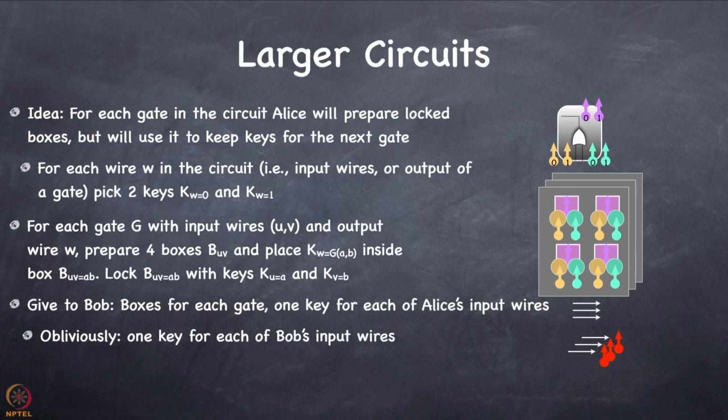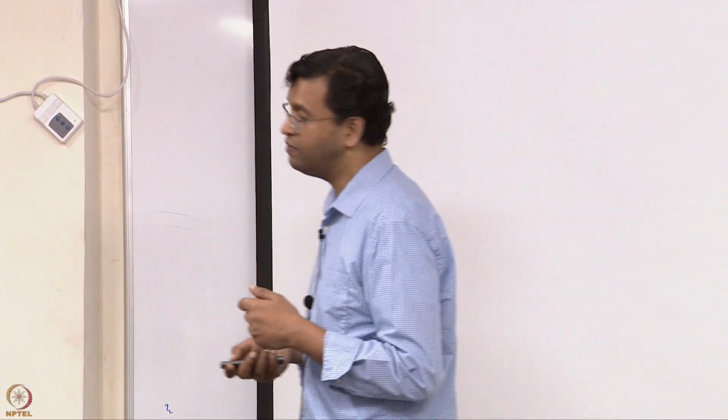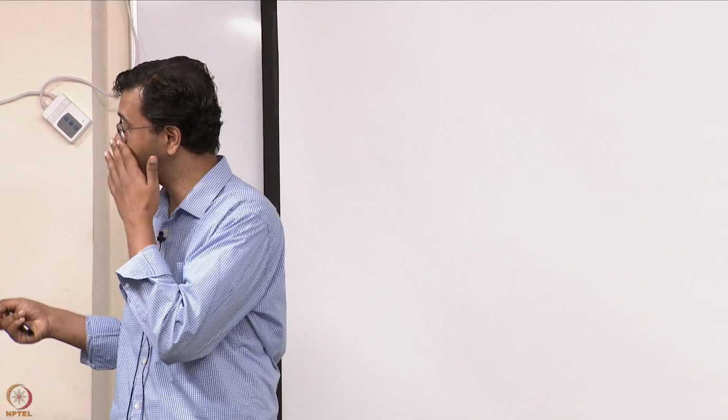And for Bob, we will do oblivious transfers, one for each input wire owned by Bob. Here I wrote BB, but they're all different Bs. He will feed in whatever bit of input he has on that wire, and get back the key corresponding to that wire. Now, what does he have? He has all these boxes for each gate, and for every input wire, he has one key.